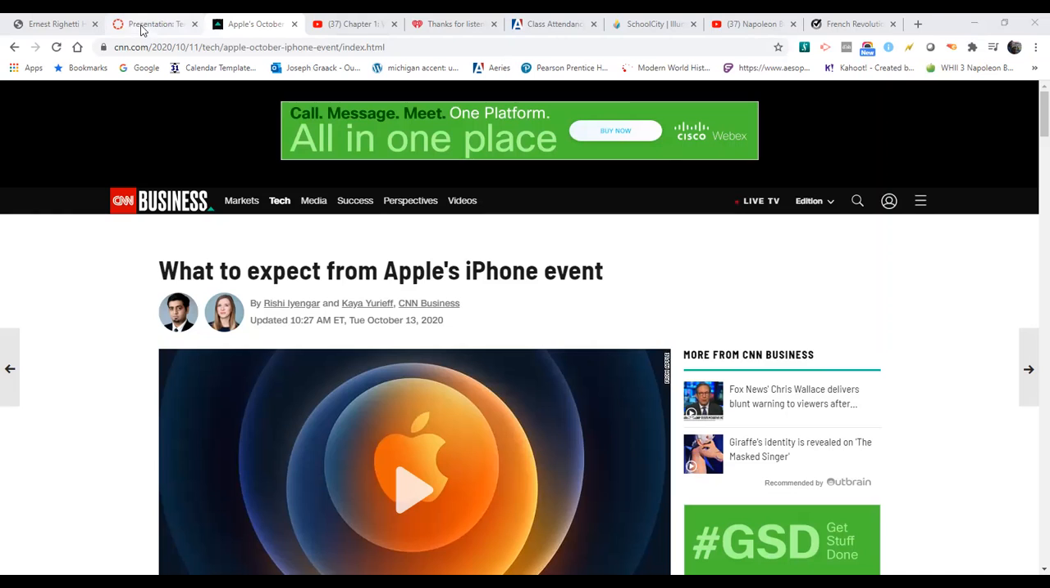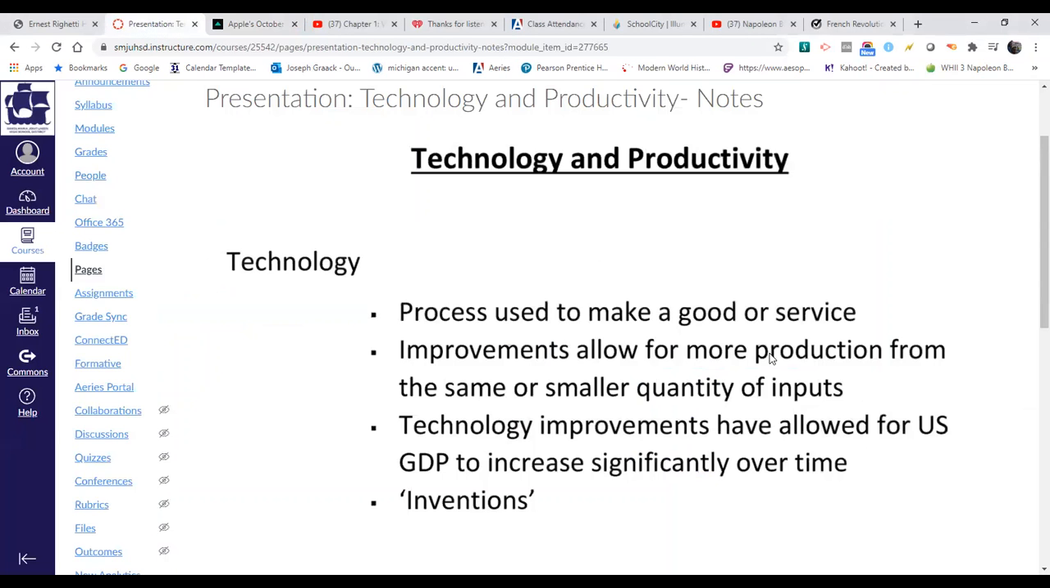But one of the things about our free enterprise system that is a positive is that the government, in its role, uses its powers and its regulatory procedures to allow for technology and productivity to flourish. And so, quite frankly, right, when we think about technology, technology is the process used to make a good or service. Technological improvements allow for more production from the same or smaller quantities of inputs. And that goes back to our production possibilities curve, right, from the second or third week.